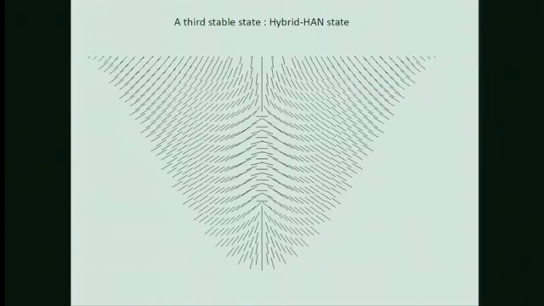We found a third state, which we call the hybrid Han state. And this is pretty much like the vertical Han state. It's pretty much vertical, but it's not defect-free. It has two defects stacked on top of one another.